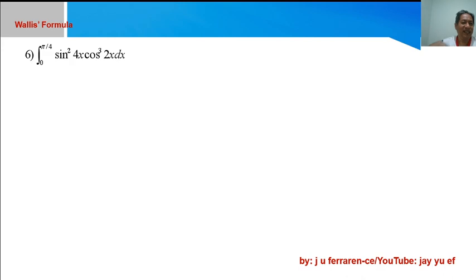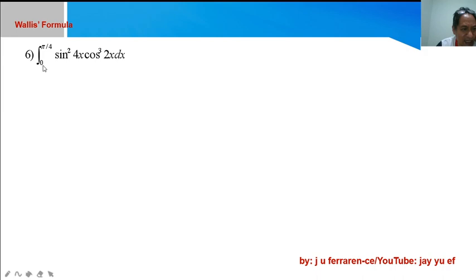Now, number 6, this is a bit different, no? With the previous. Looking on the given, limits is from 0 to pi over 2, my angles are not the same. So, there is really a problem here, no? So, we have to consider identity, maybe. Which angle will be preserved?